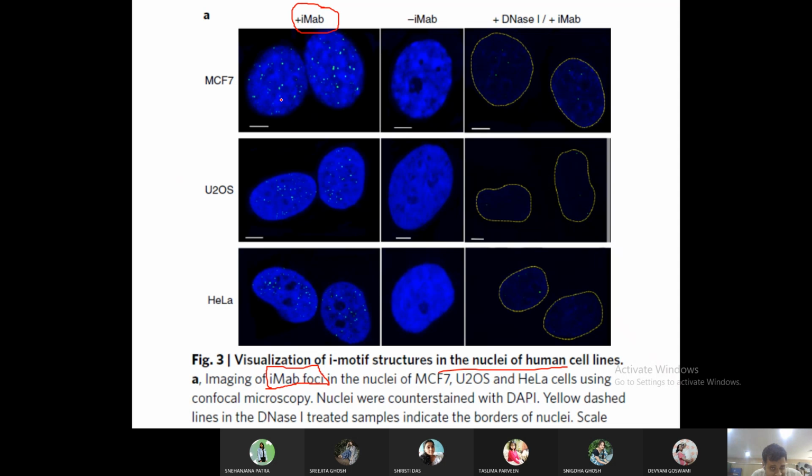Correct? The green dots. Okay. But again, we did the same trick. We added DNase molecule into the cells. So this DNase molecule will go and cut down all the DNA. Even if you cut down the DNA, the cell will die after say a few minutes.